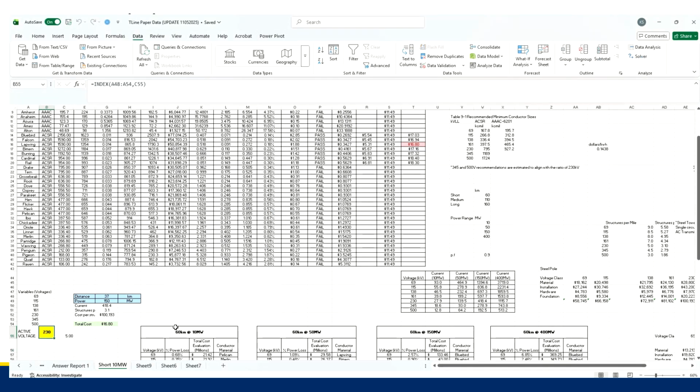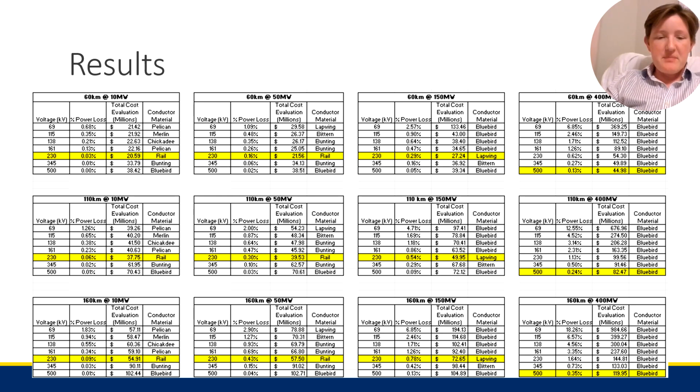And that would be at the 230 kV setting as well at 16.8 million. So that's just a brief overview of the model. And then next I'll show the results from each one of the trials that I ran. This page summarizes the results across each one of the line distance and power that was ran through the model. And the lines highlighted in yellow are the lines that the model selected.